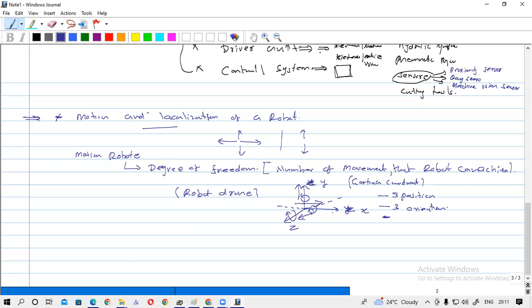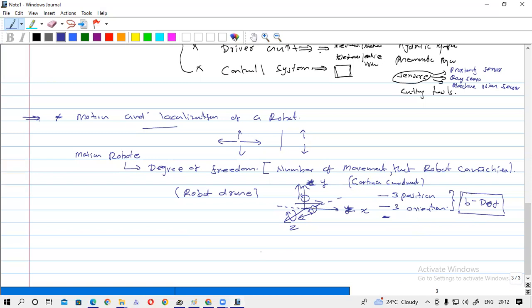Okay, so it can move in the x direction, the z direction, and the y direction, and it can rotate about the x axis, the z axis, and the y axis. So it has three positions and three orientations. So we can say that it is 6 degrees of freedom. Likewise, you can define the 6 degrees of freedom.